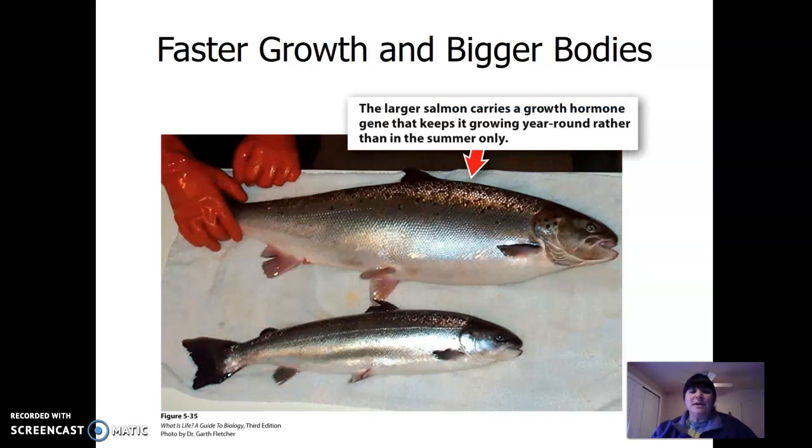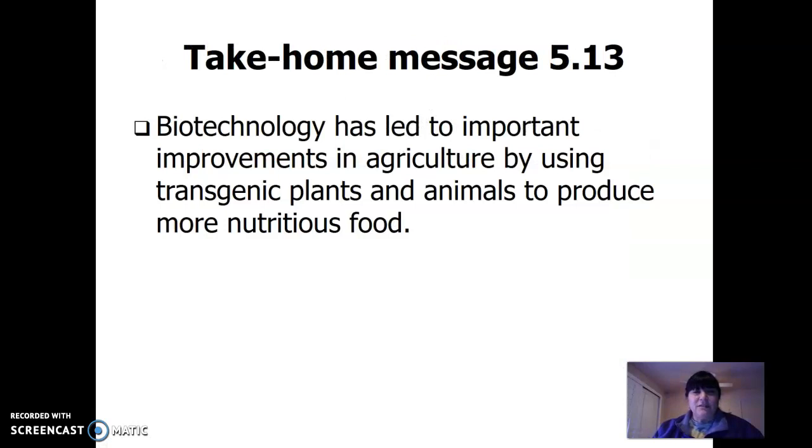Here, faster growing salmon. Look at this. This is genetically engineered salmon versus normal salmon. The large salmon carries a growth hormone gene that keeps it growing year round rather than summer only. So you can see the benefits.